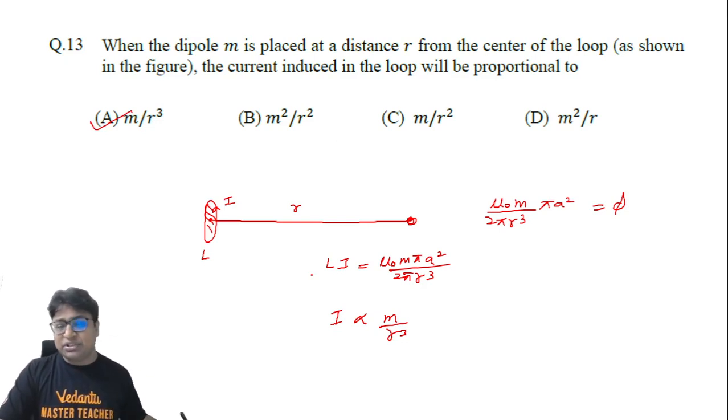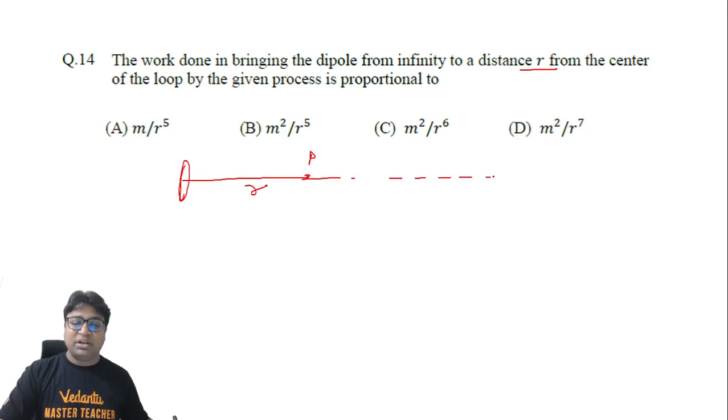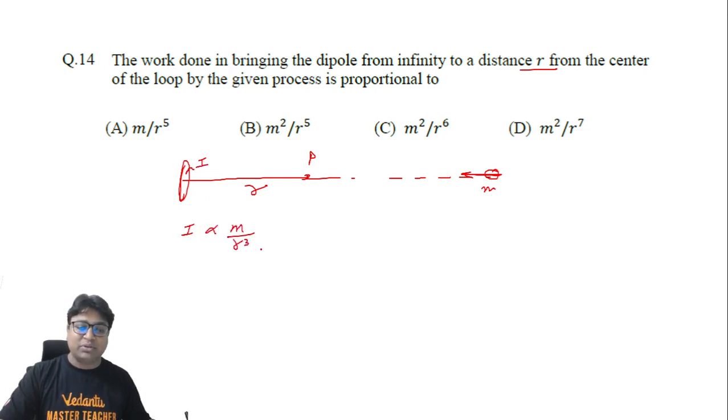Now, associated with this question is another question. The work done in bringing a dipole from infinity to a distance r from the center of the loop is given by. So this is the loop, from the center there is a point P at a distance r, and we are bringing a dipole moment from infinity. We have to calculate the amount of work done. In the previous question, we calculated that a current will develop in the loop, proportional to M by r cube. Now, if there is a current, then there would be a magnetic moment of the loop itself. Let me call it M prime, and that would be given by I into pi a square.